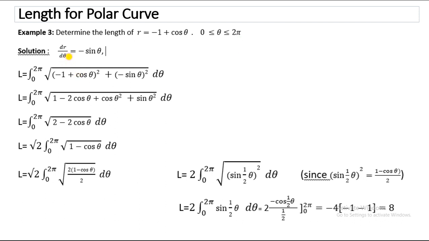dr over d theta equals minus sine theta, because the derivative of minus 1 is 0 and the derivative of cosine theta is minus sine theta. Integration from 0 to pi of the square root of r square plus dr over d theta square. Open this and the square of this. I know that cosine square theta plus sine square theta equals 1. 1 plus 1 is 2. 2 minus 2 cosine theta d theta.